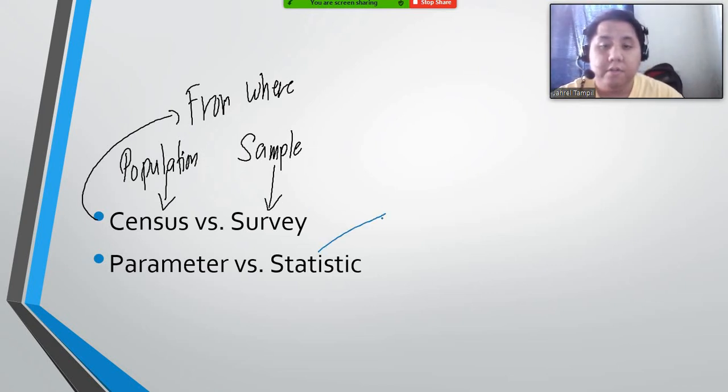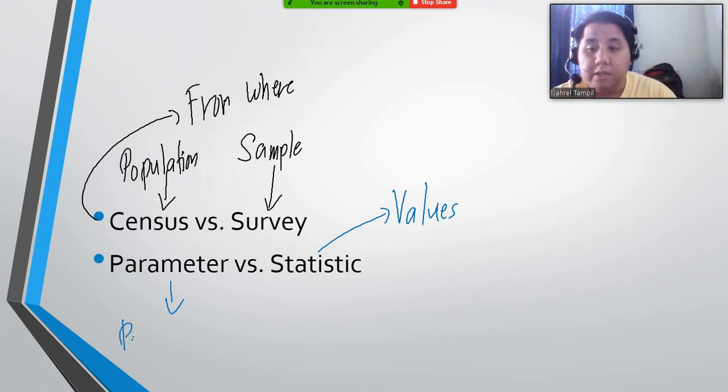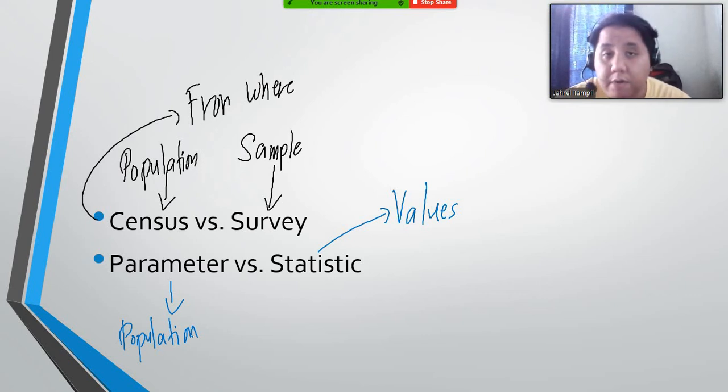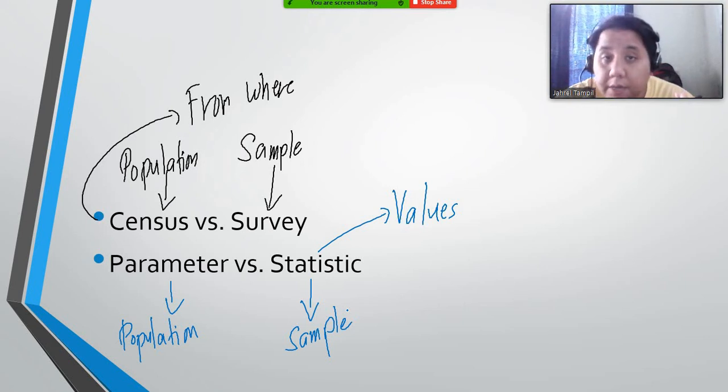These are actually referring to the values that we are getting when we're conducting either a census or a survey. So, if we're conducting a census, that means the data is from the population. Hence, that data will be called a parameter because the value, again, comes from the population. However, if the data that we got is from the sample, then we call it a statistic. So again, if the data that we've gathered is from the population, then we call it a parameter. And if we have data that we've got from the sample, then we call it a statistic.